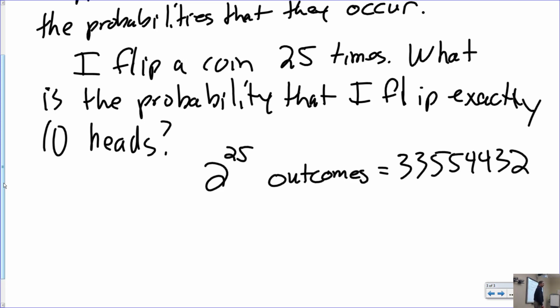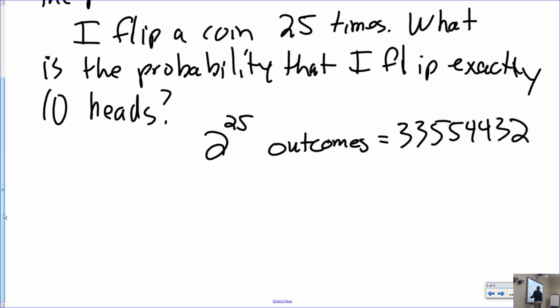Lots of different outcomes, folks, right? In theory, this would be the denominator of our probability distribution, right? Because this is the total number of outcomes for flipping a coin 25 times. It's very, very, very big, okay? We don't want to have to do that. We want to figure out an easier way to calculate this, okay? And that's what the binomial probability distribution is for, okay?